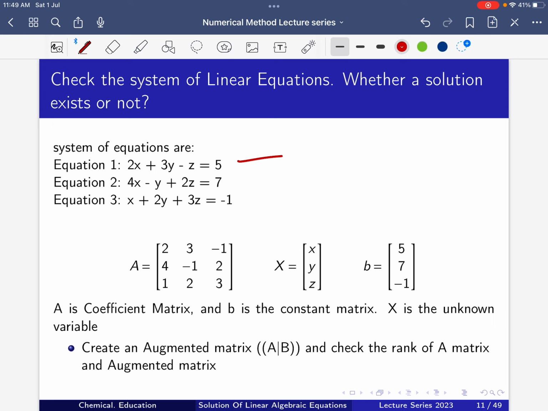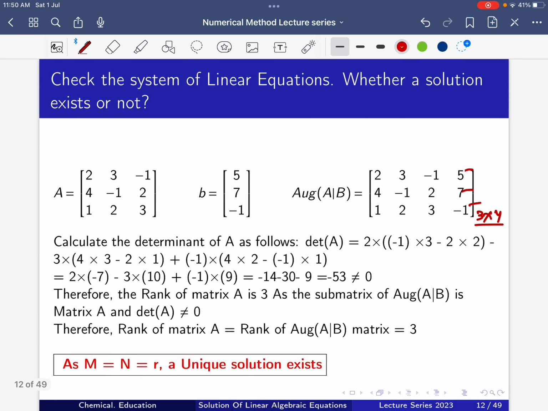So first we have to write the coefficient matrix: 2, 3, minus 1; 4, minus 1, 2; 1, 2, 3. Then the B constant matrix: 5, 7, minus 1, and x are the unknown variables. Now first we have to create the augmented matrix, and then check the rank of the A matrix and the augmented matrix. After checking that, we can conclude whether a solution exists or not. First we consider the augmented matrix, that is 3 by 4. The rank will be the number of independent rows and columns, right? Here the 3 rows are independent, so the maximum rank will be 3.